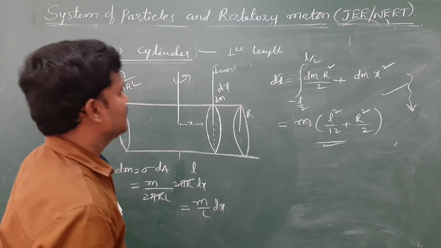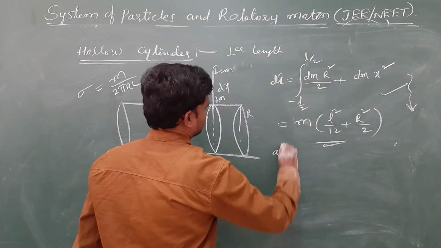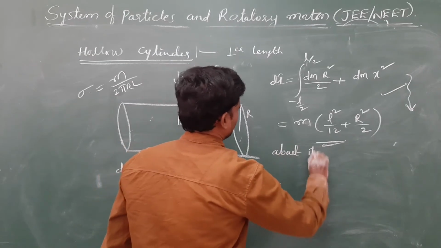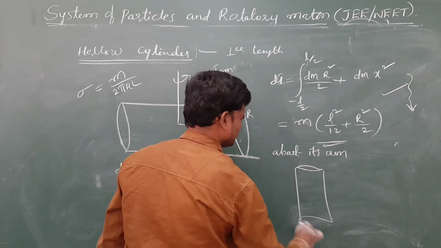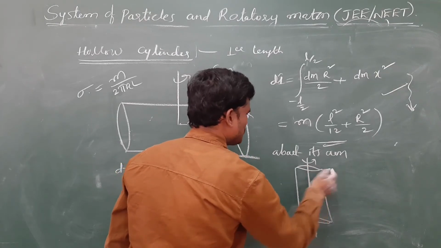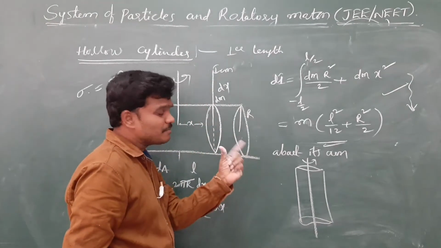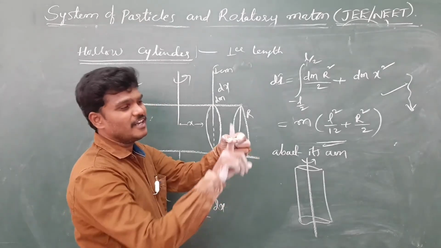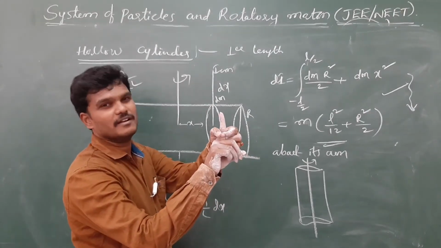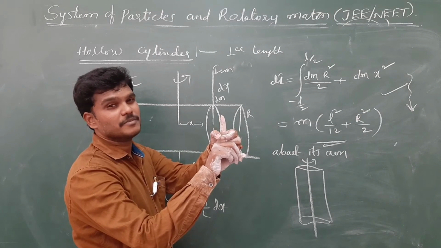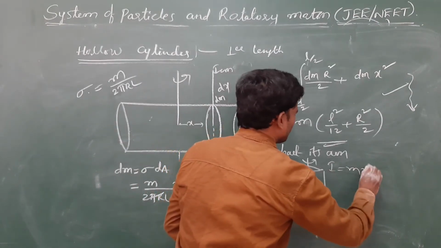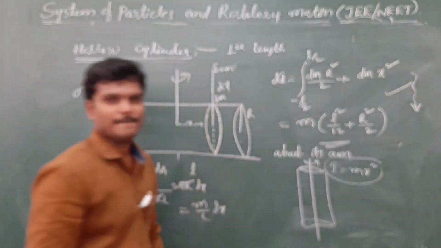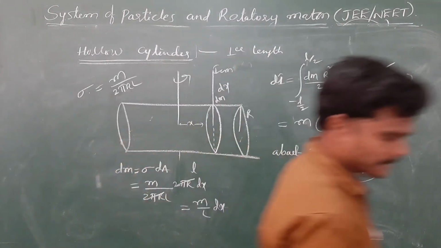And about its own axis, like this: if you cut this small part, that small part is like a ring. For this ring, passing through the center perpendicular to the plane, the moment of inertia is mr square. So for this ring formula, keep in mind that about its own axis it is mr square.